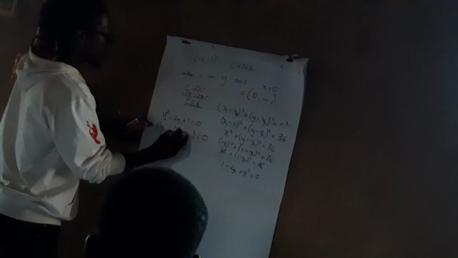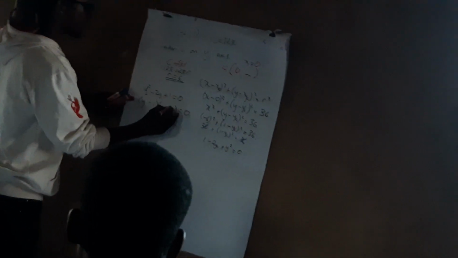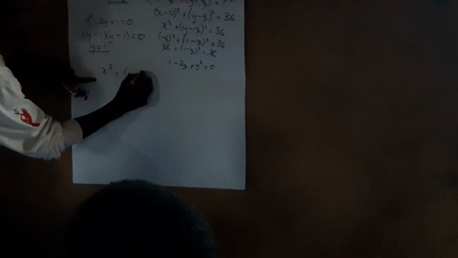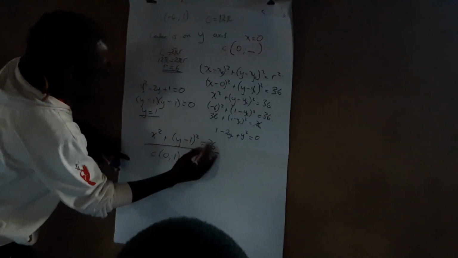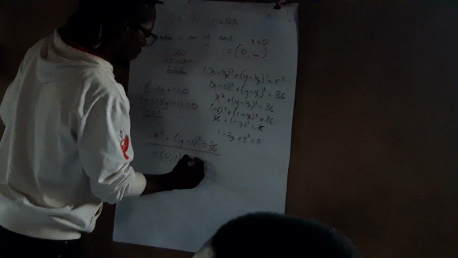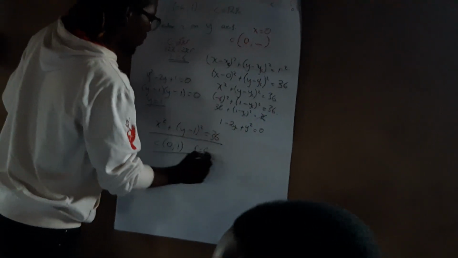So this is yc minus 1 squared, so it means that our yc is equals to 1. So it means that our equation now would be x squared plus y minus 1 squared is equals to 36. So it means that our center is 0 and 1, right? And our radius is 6.